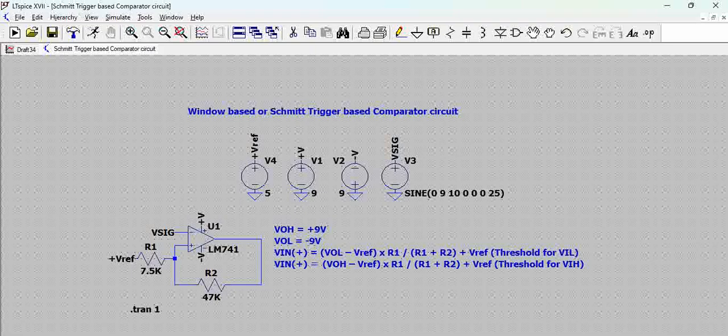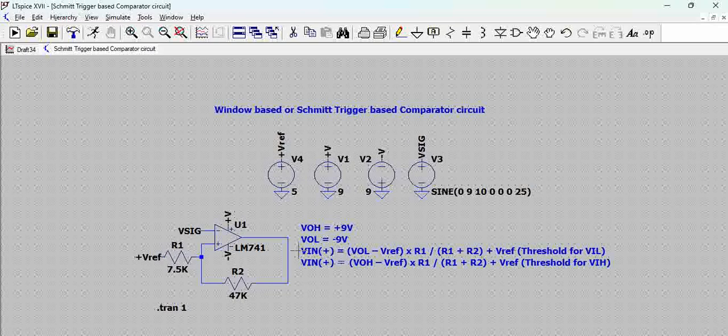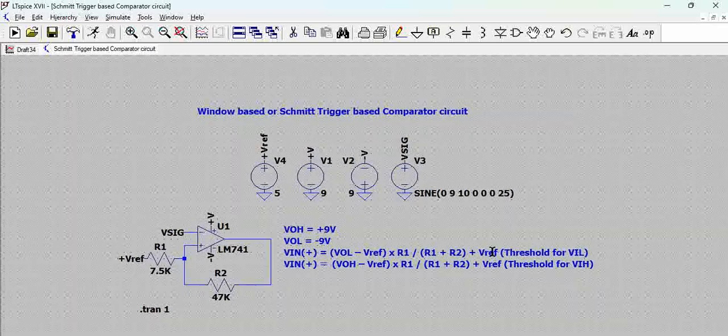Now the first formula determines the threshold VAL. VAL is the lower threshold, and when the signal goes below that VAL, you get a positive output, because the inverting terminal goes below this particular threshold.